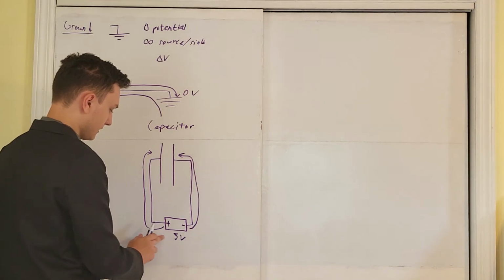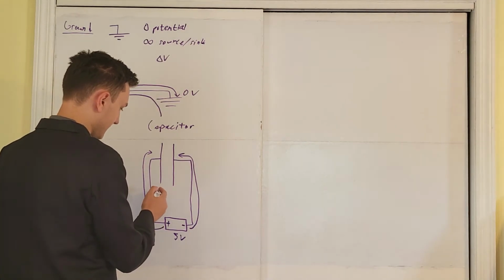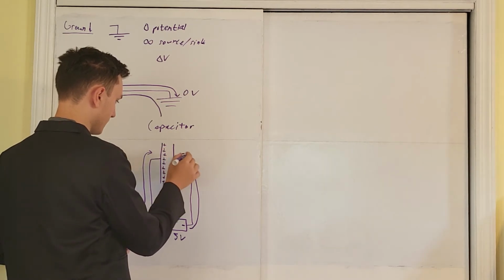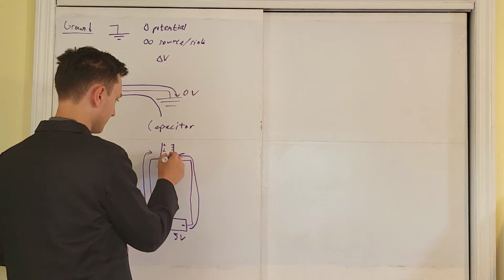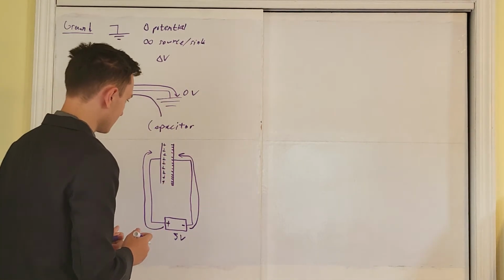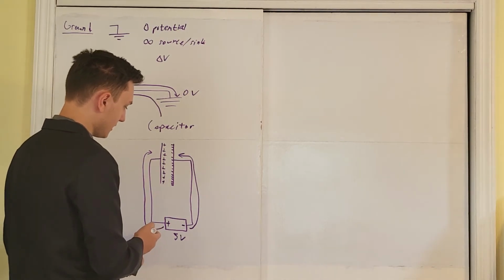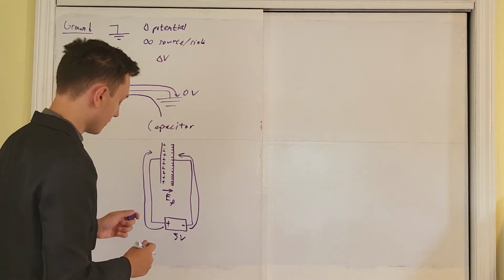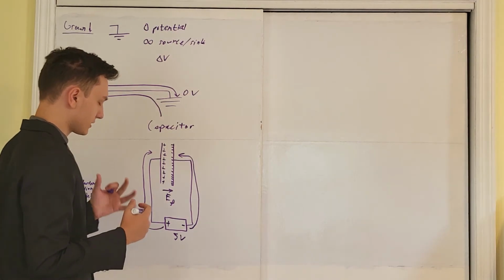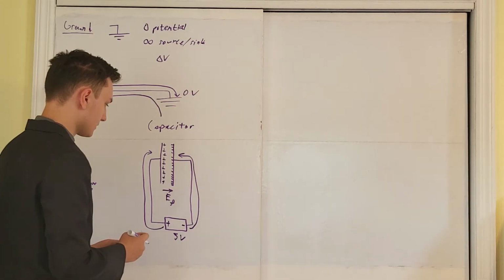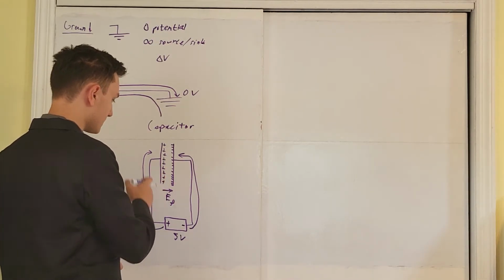Therefore, the left plate is going to become positively charged, and the right plate is going to become negatively charged. So I have positive charges and I have negative charges. Therefore, within the capacitor, there is a net electric field going from positive to negative. The positive charges are also exerting an electrostatic force onto the negative charges, so they are pulling each other together. So I can build up some charge on here.